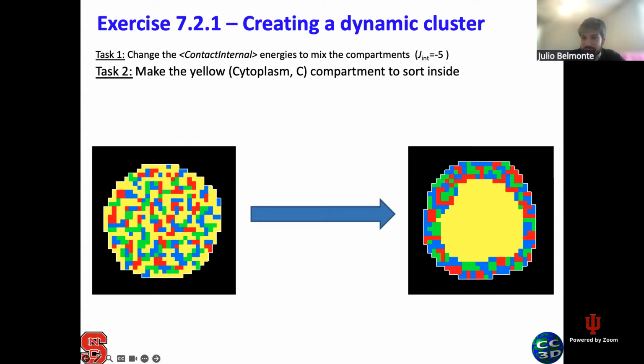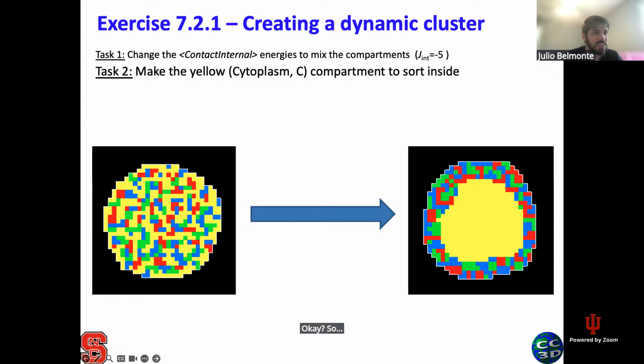So that's the answer from Taylor that I can see from her screen. Okay, Taylor told me that she also did something else, right? She also changed the energy of the yellow compartment and the medium to be high. Okay.